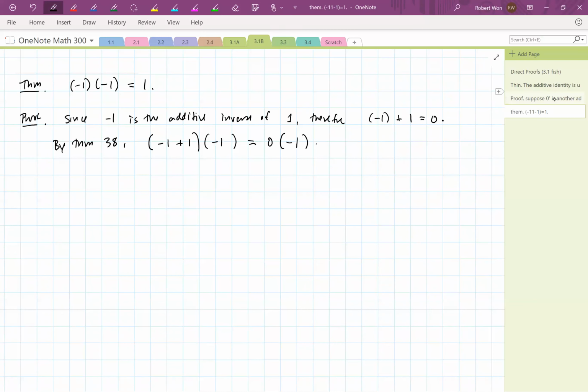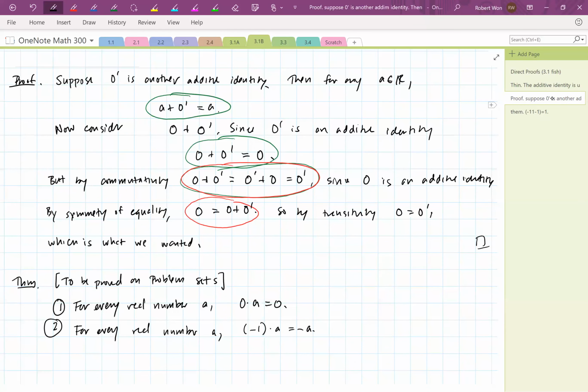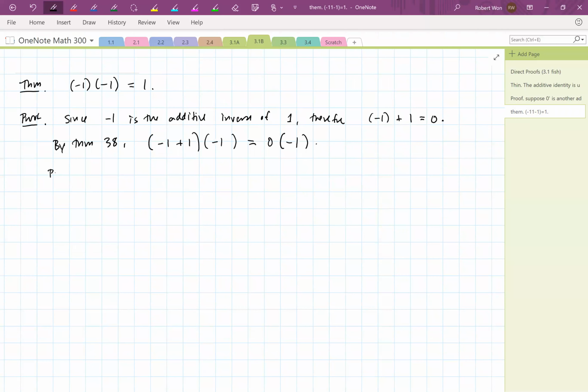Okay, so now I can use the result of this homework exercise, which you will prove, which is that 0 times anything equals 0. Right, so by the yet to be proven homework exercise, -0 times -1 equals 0. So this means that (-1 plus 1) times -1 equals 0.